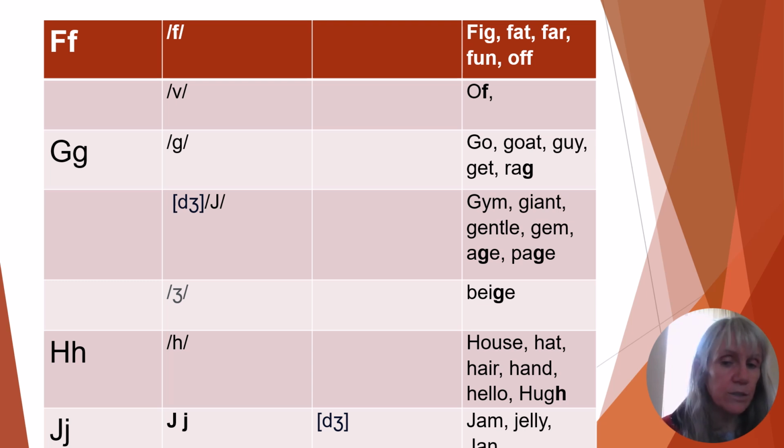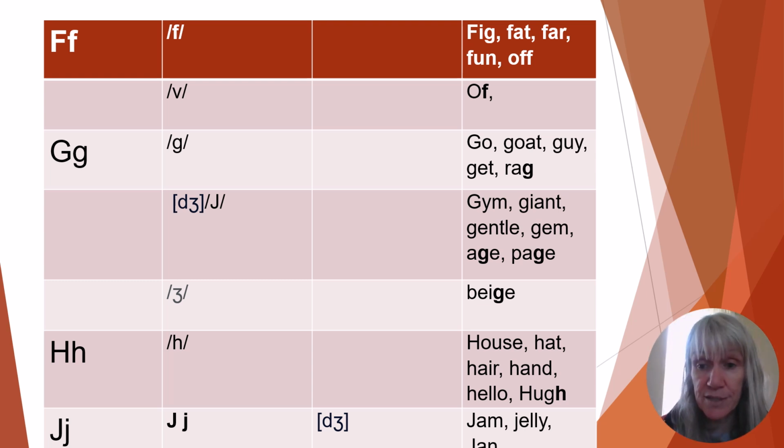We're moving down to the G sound, and G can make a g sound, as in go, goat, guy, get, reg. It can also make that j sound, as in gym, giant, gentle, gem, age, page. And it can make that zh sound, as in beige.